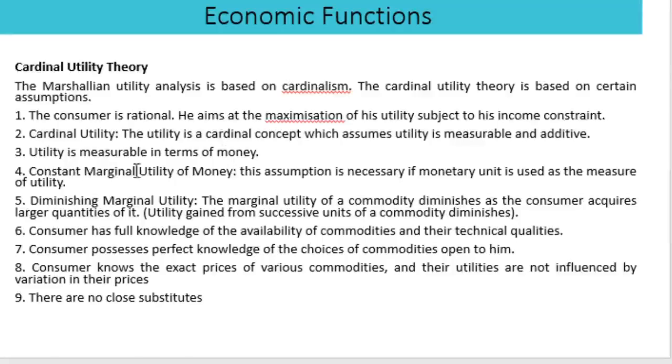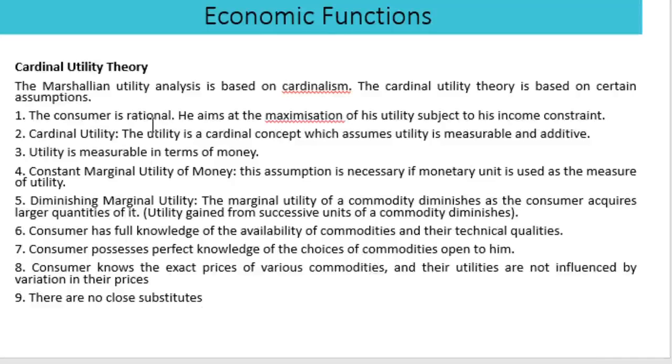The fourth important assumption is constant marginal utility of money. That is, marginal utility of money remains constant. Then the fifth assumption is diminishing marginal utility. That is, marginal utility of a commodity diminishes as the consumer acquires large quantities of it. The sixth one is that the consumer has full knowledge of the availability of the commodities and their technical qualities. They possess perfect knowledge of the choice of commodities. And the eighth assumption is that the consumer knows the exact price of various commodities. And the ninth assumption is that there are no close substitutes.